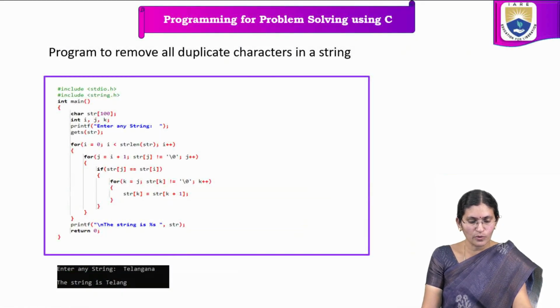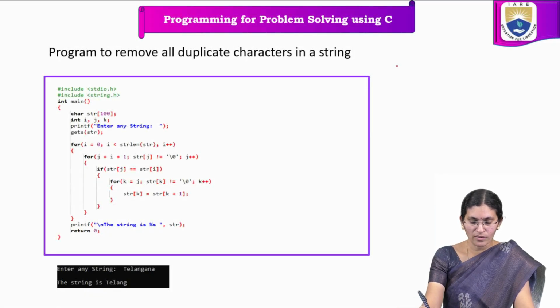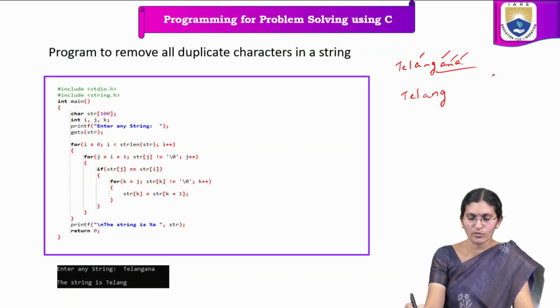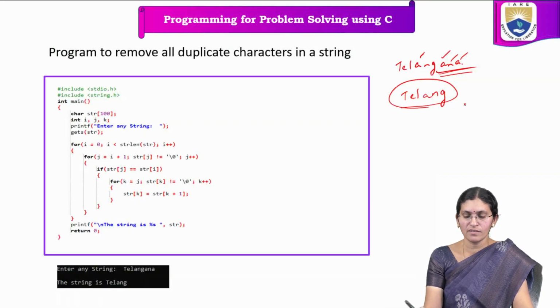Next one is a program to remove all duplicate characters in the string. Taking the same string, duplicate characters means wherever a character is repeated more than once, that character will be eliminated from the string. So a is repeated, n is repeated, a is repeated. These characters will be eliminated from the string.